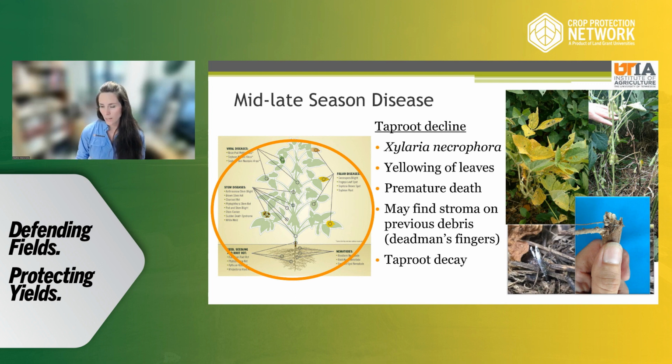Lastly, when you go to pull out those plants that are not dead but showing that yellowing, the taproot is not going to come out of the ground. That's where it gets its name, taproot decline. Fungus in the soil has rotted away that taproot. Those are some of the identifying characteristics of taproot decline, and depending on where you are, there are variety selections available that are more tolerant and resistant to those pathogens.